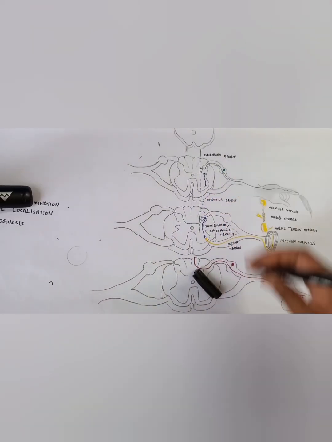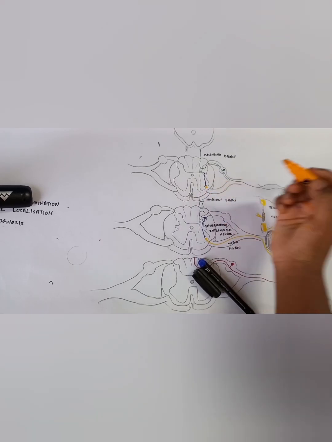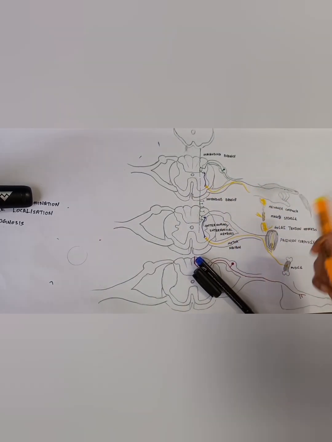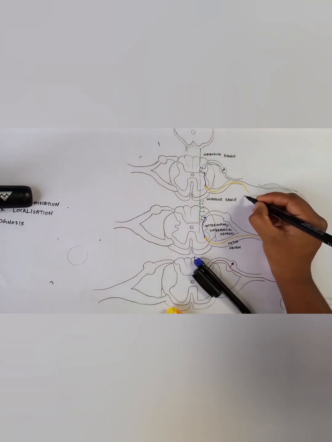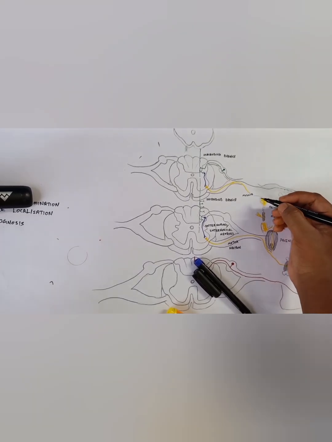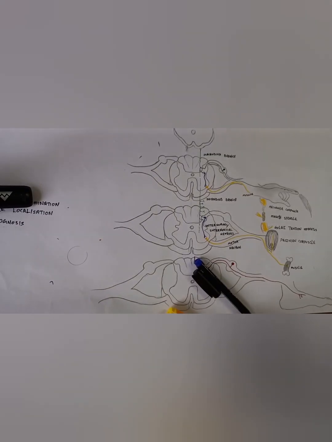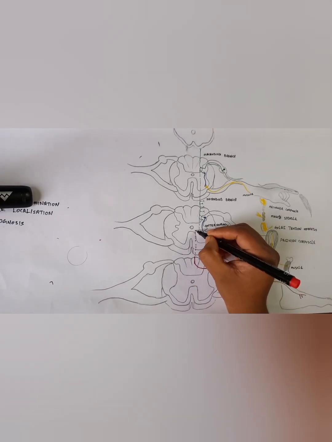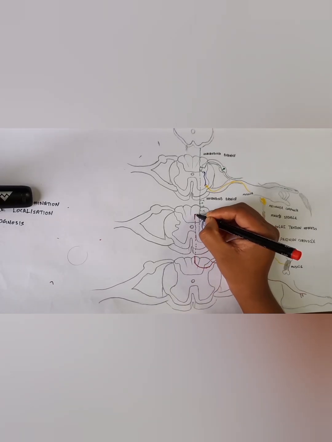These interneurons in turn synapse with motor neurons which supply the muscles. You can see the same story happening in the same spinal cord section, and this pathway is mainly responsible for intersegmental reflex and forming the part of the reflex arc.